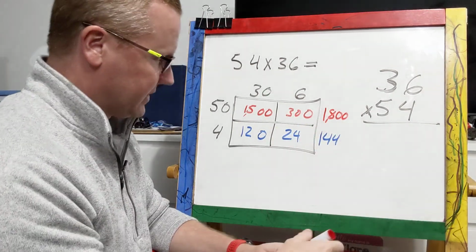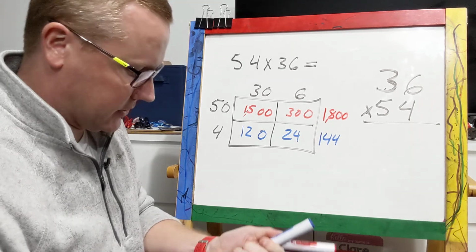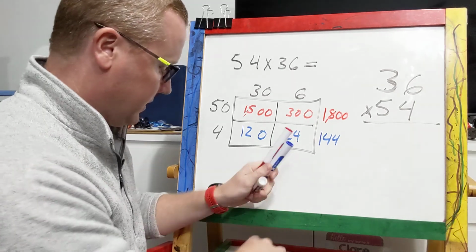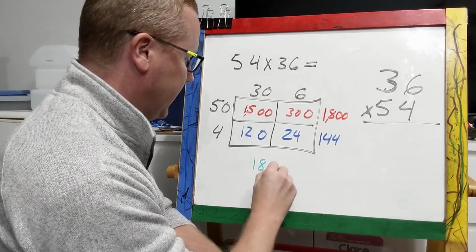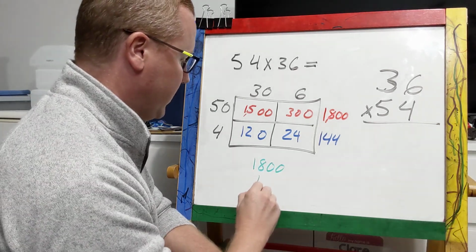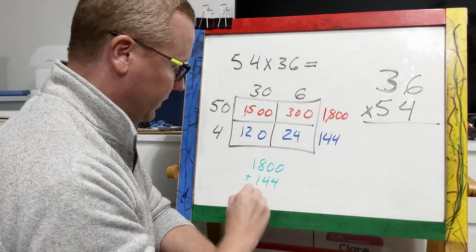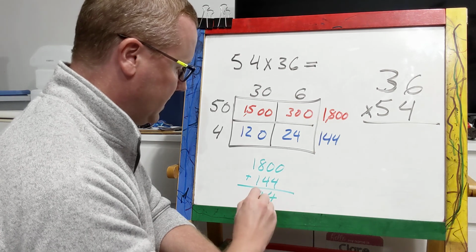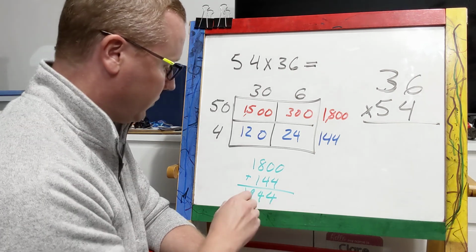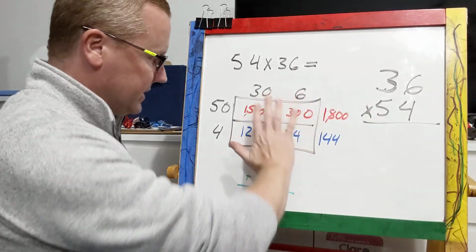To get the total answer, you would add these two together. So, my markers are stuck. When you add the two together, you get 1,800 plus 144. Make sure we're lined up correctly, and you get a 4, a 4, a 9, and a 1. So 1,944. Let's see how this relates to this over here.